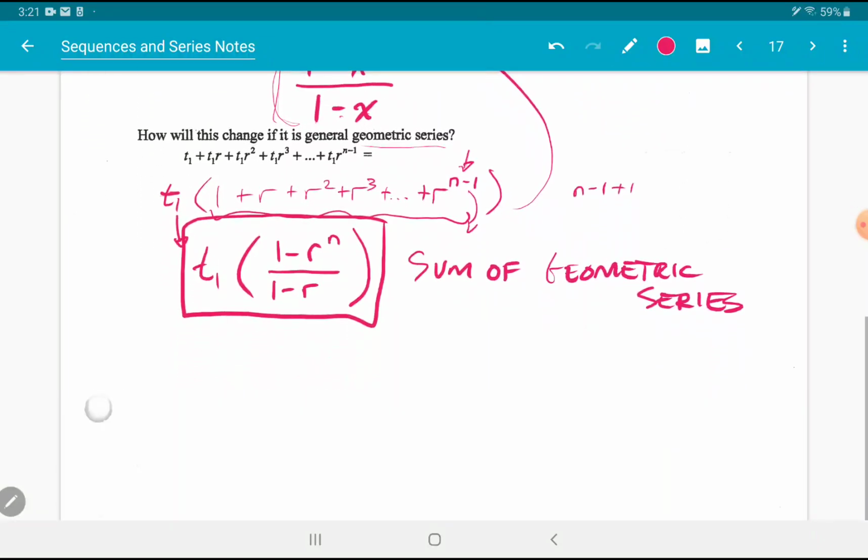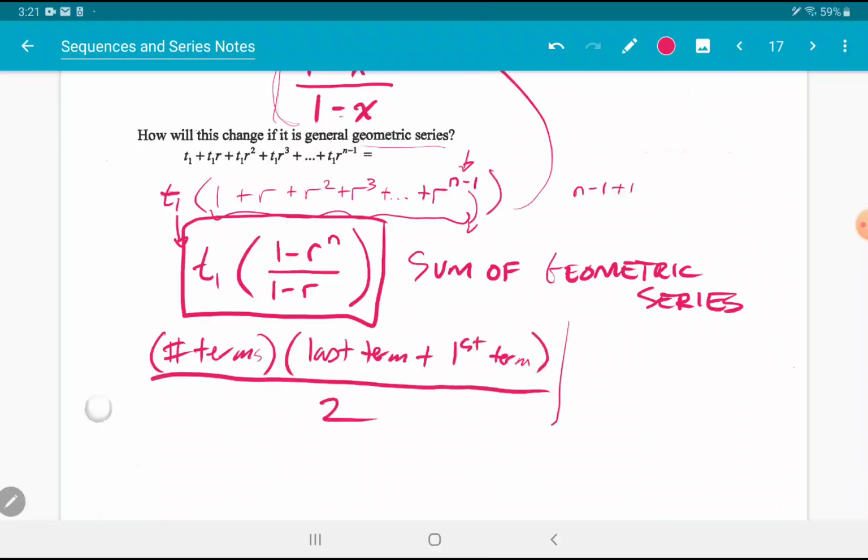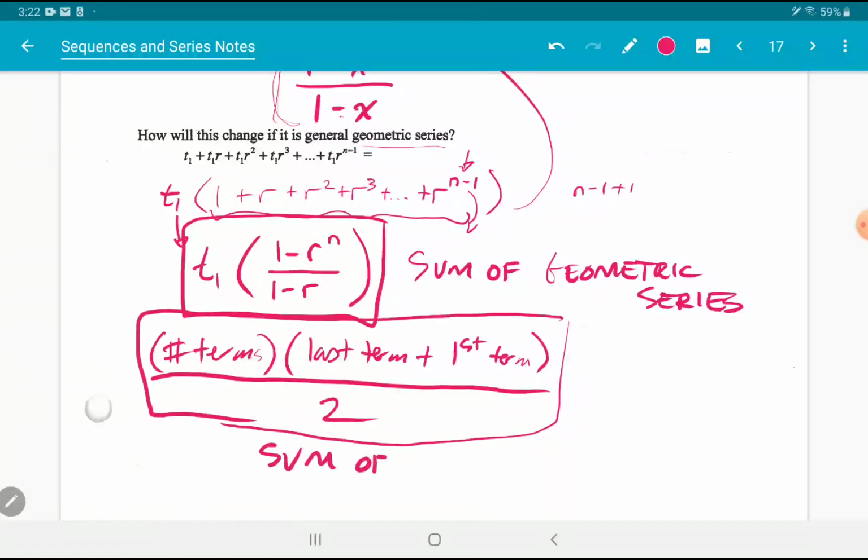Compare that with the very beginning of our video, where we had the number of terms multiplied by the last term plus the first term, all divided by 2. This formula is the sum of an arithmetic series. Okay, so right now we've just created two formulas, the sum of a geometric and sum of an arithmetic series.